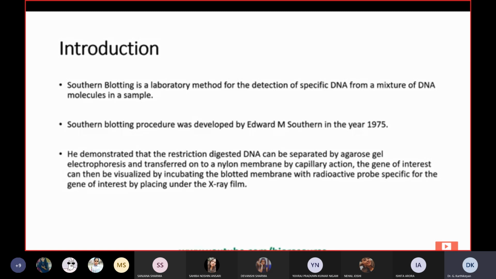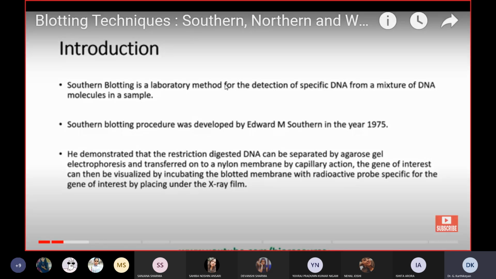The southern blotting procedure was developed by Edward M. Sutton. Can somebody call Vanshika to the team? I'm supposed to add, I forgot to add Vanshika. Can she join this team? I'm not sure. If somebody can see if she can be added.